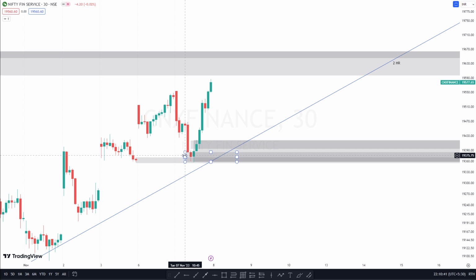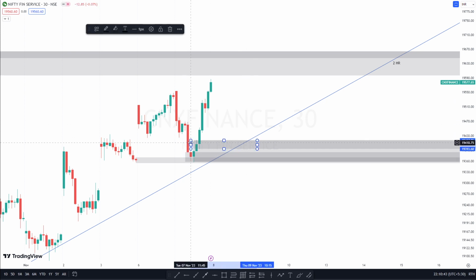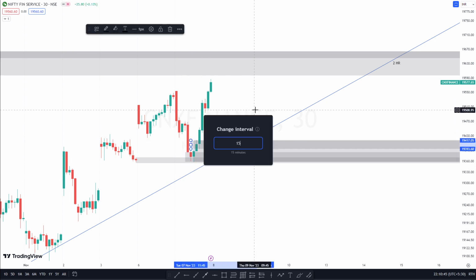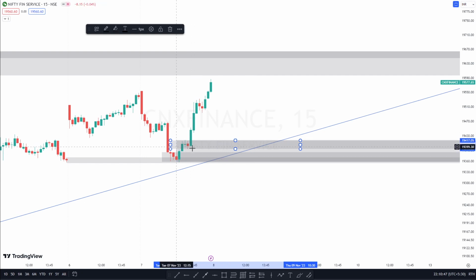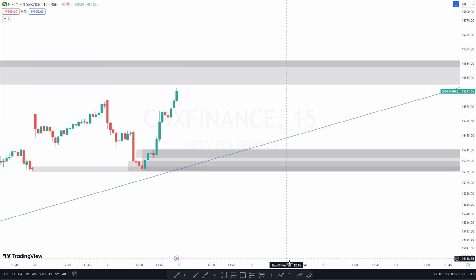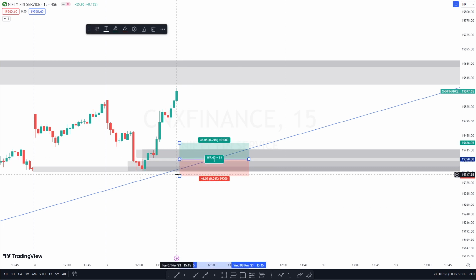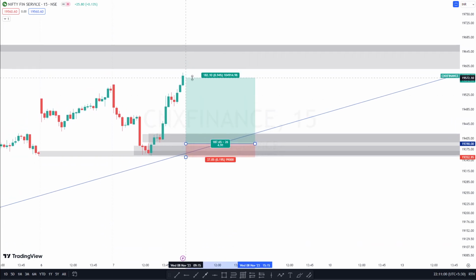So I have already marked this zone. The reason I have marked this zone is because there is also 15 minutes zone there. So on the 15 minutes, I have marked two zones. There is one zone here, one zone here. Now this is a bit more aggressive. However, if you want, you can trade something like this. Entry here, stop loss here, and target somewhere here.